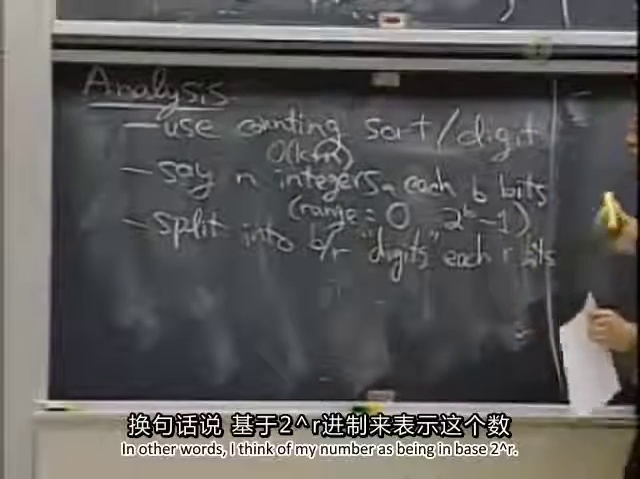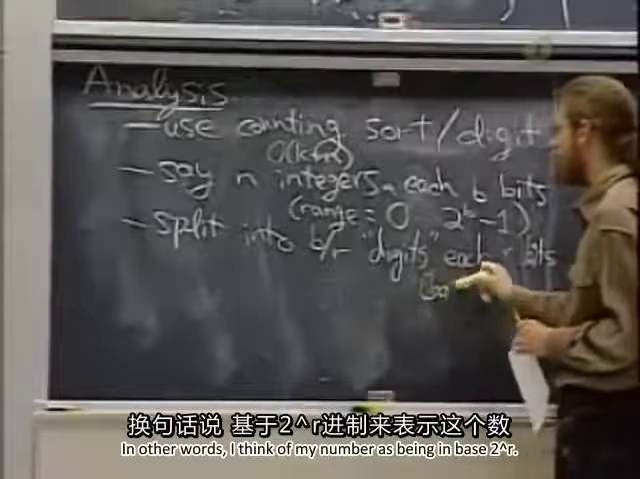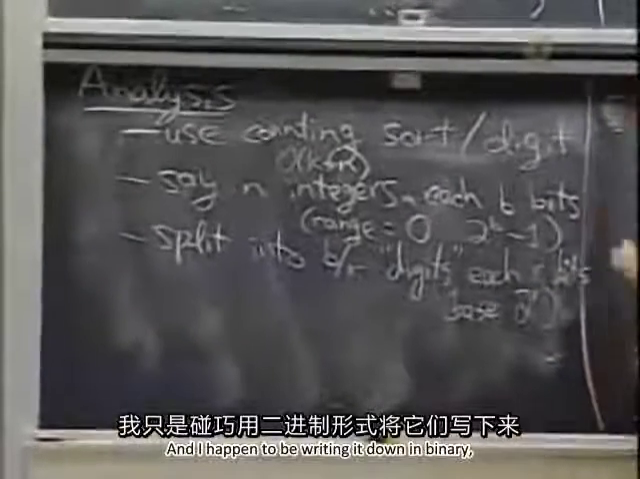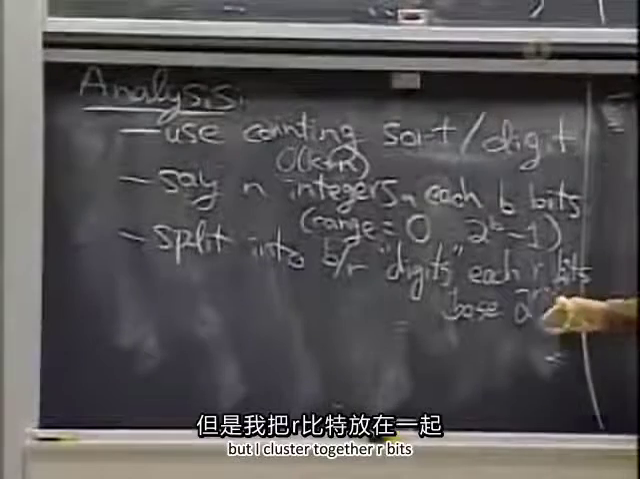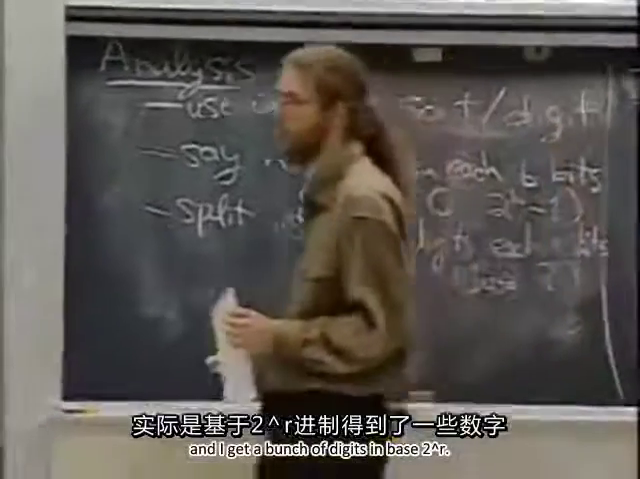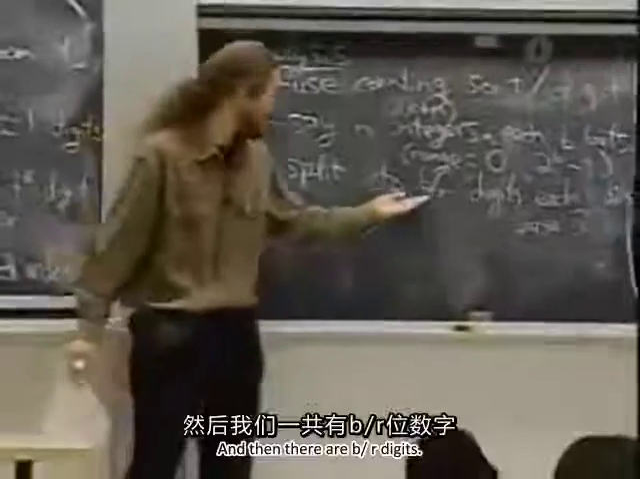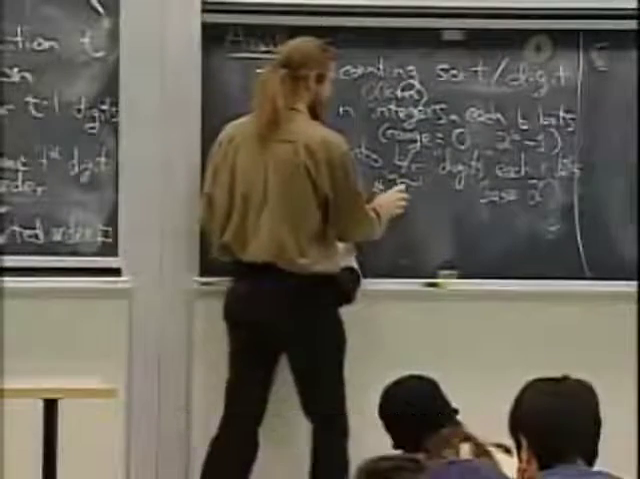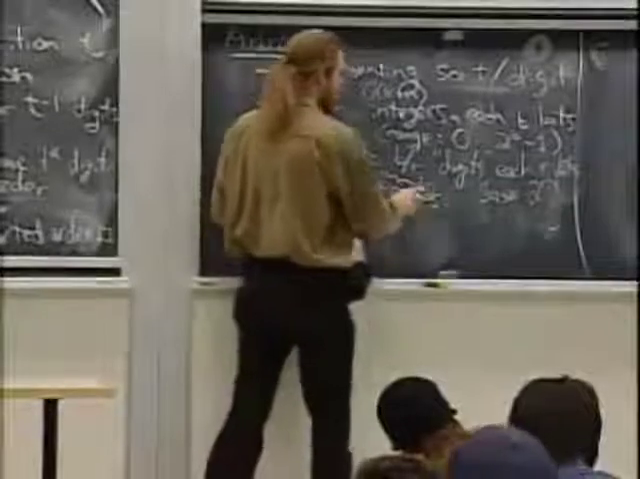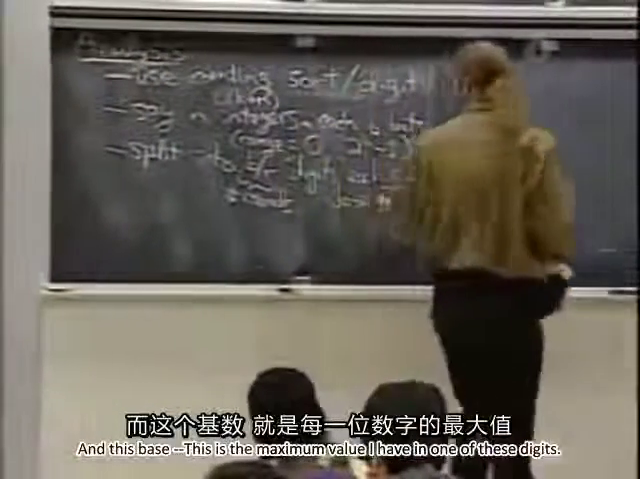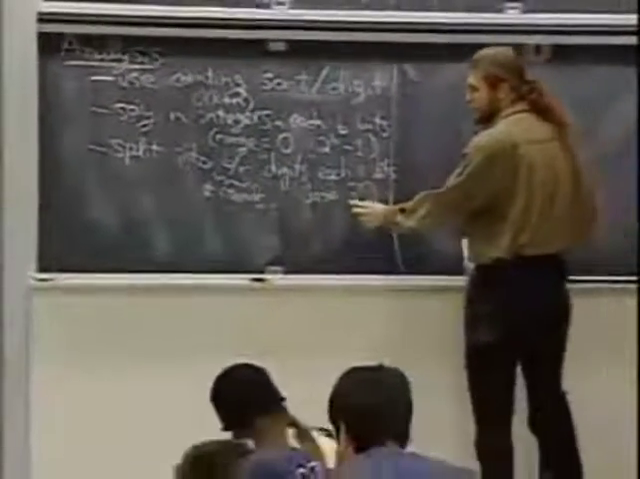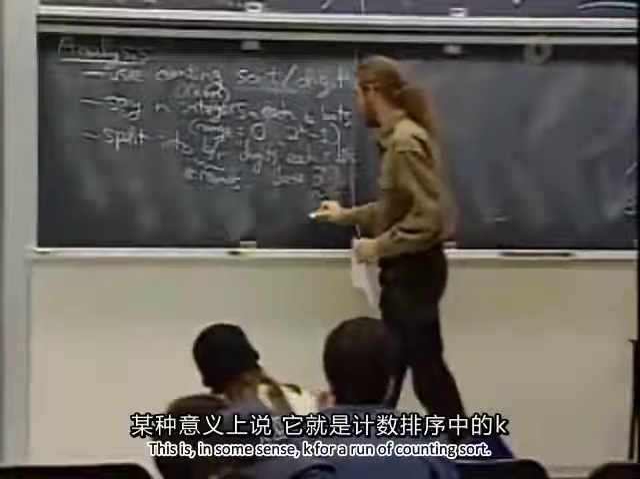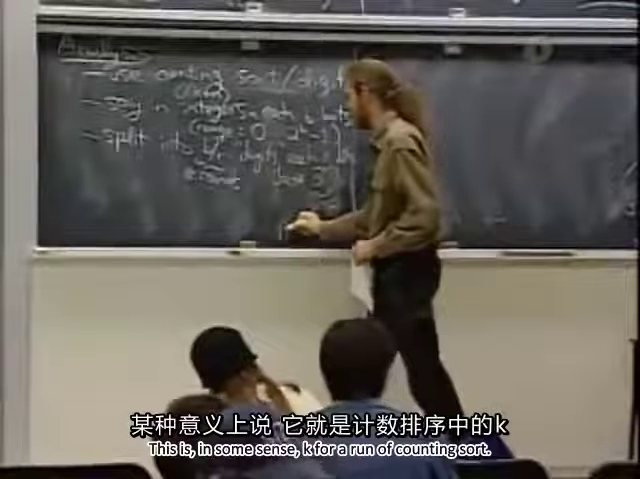So in other words, I think of my number as being in base 2 to the r, and I happen to be writing it down in binary, but I cluster together r bits, I get a bunch of digits in base 2 to the r. And then there are b over r digits. So this b over r is the number of rounds. And this base, this is the maximum value I have in one of these digits. It's between 0 and 2 to the r. So this is, in some sense, k for a run of counting sort.